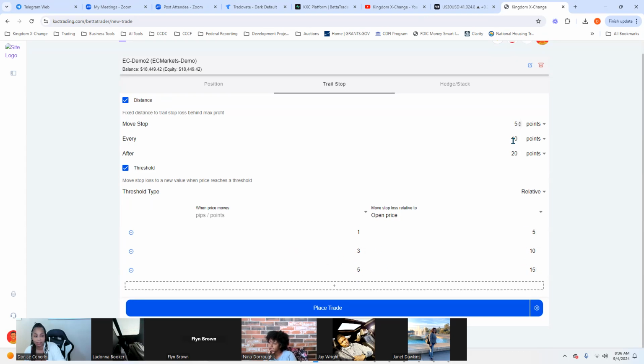And you can change that. You can tell it, at 20 points, it's going to move the stop up 5 points. So you'll be 10 points in profit by the time it kicks in here. You're 10 points in profit.